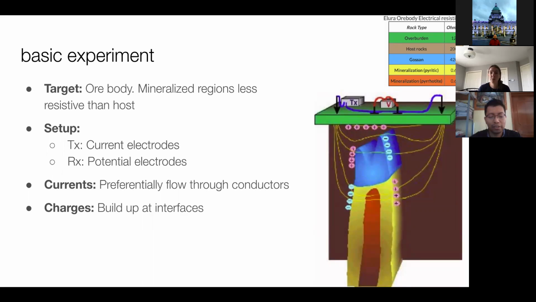At interfaces where we have contrasts in conductivity or resistivity, sorry, I'll end up using those interchangeably. I'll try and stick to resistivity, but just know that conductivity is its inverse, and so you can use them interchangeably, and often they're used that way. Where we have contrasts, we're going to have charges that build up at the interfaces. If we're going from a more resistive unit into a conductive unit, we get negative charges. And if we go from a more conductive unit into a resistive unit, we get positive charges.